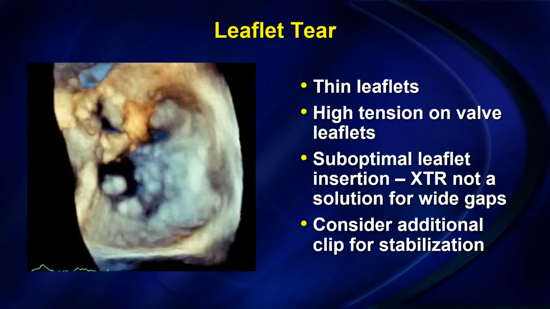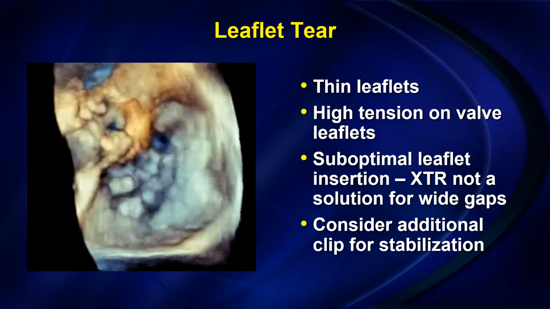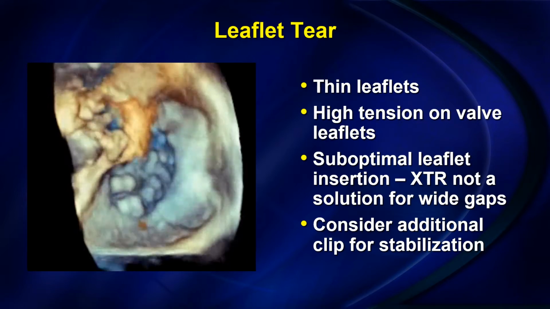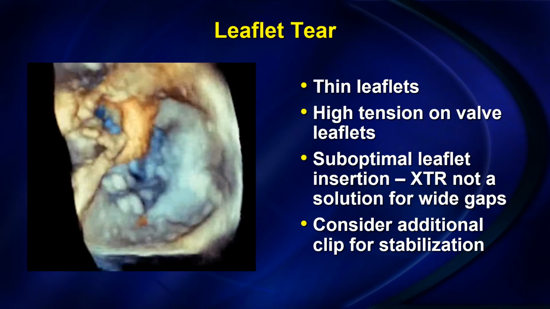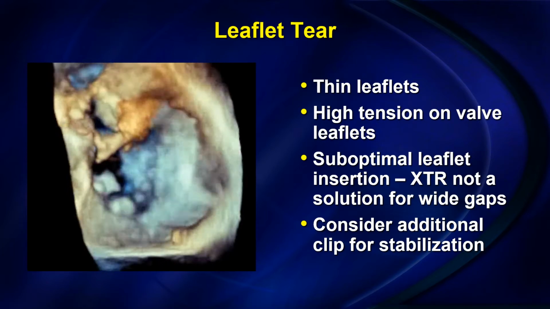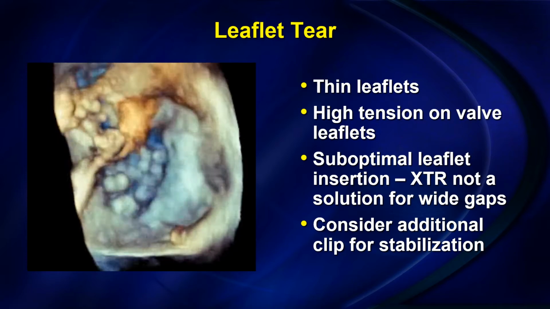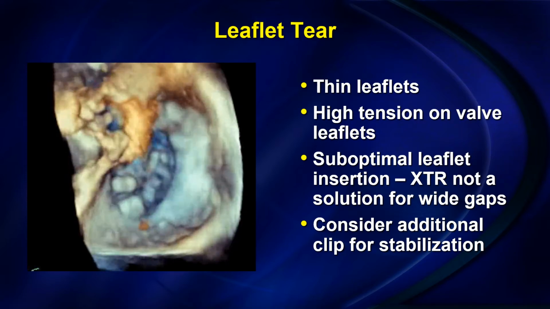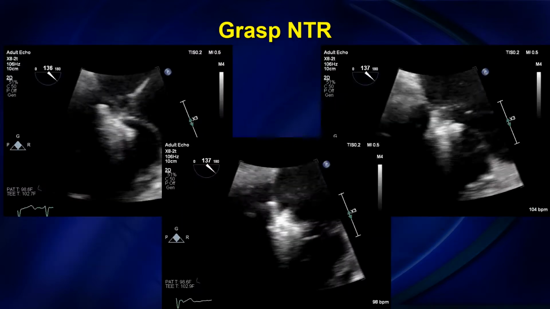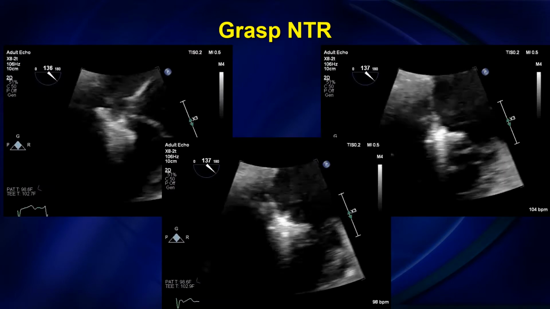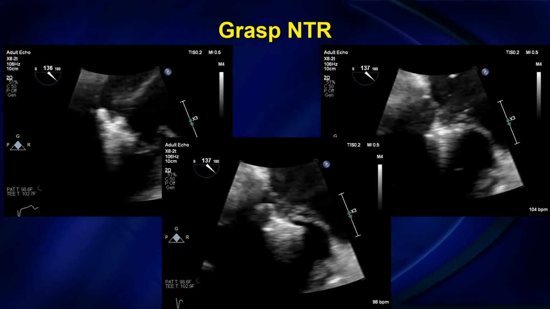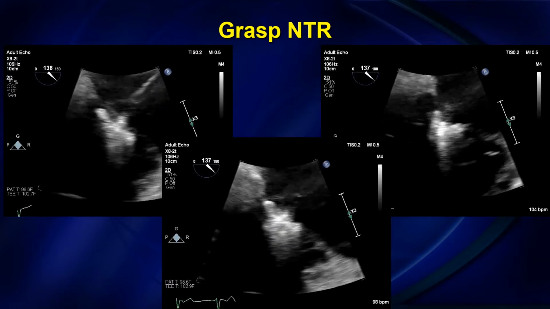Keep in mind that tricuspid valve leaflets are thin and can tear with high tension. XTR is not a solution to try to bridge wide gaps. Adequate leaflet insertion is critical to prevent leaflet tears or SLDAs. Consider additional clip placement for stabilization if there is any doubt. Grasping is ideally performed in the grasping view with good visualization of the leaflet tips and clip arms, just like MitraClip.